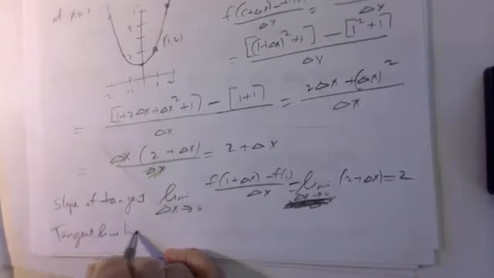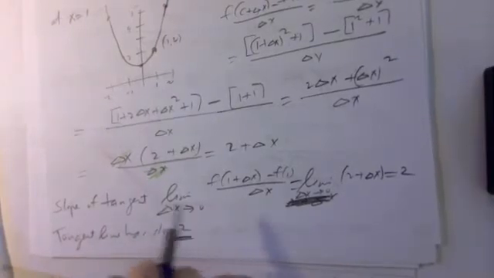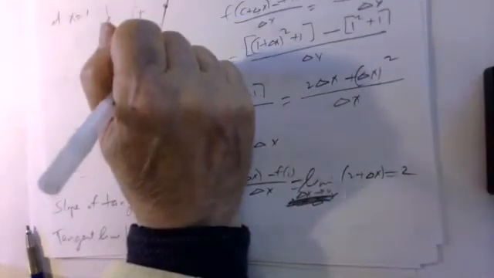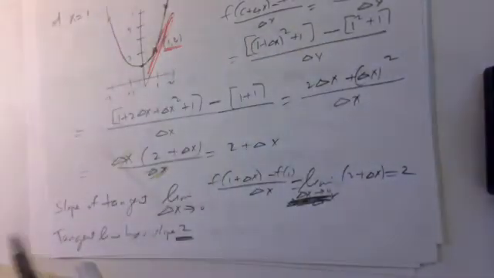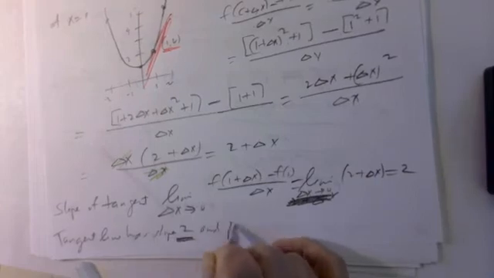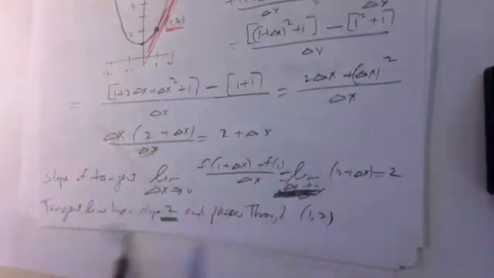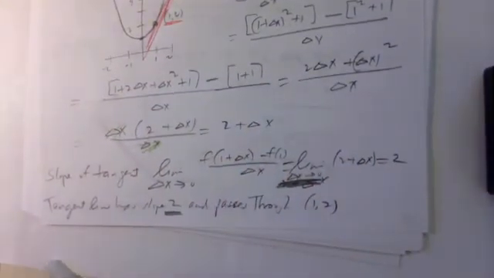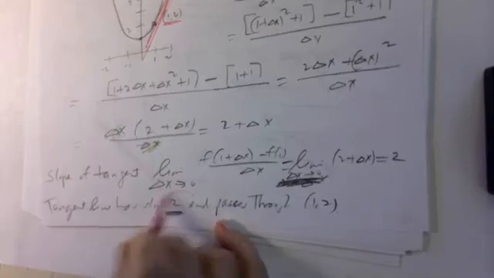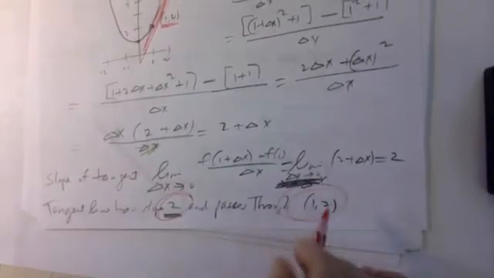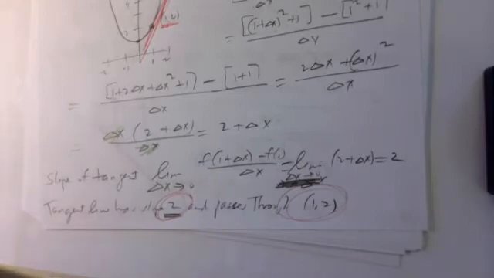So the tangent line has slope 2. And it passes through the point 1, 2. Okay, so here is a problem in pre-calculus you have to be able to solve. I have a straight line, the slope is 2, and it passes through the point 1, 2. So what is the equation of the line? Work it out and tell me.